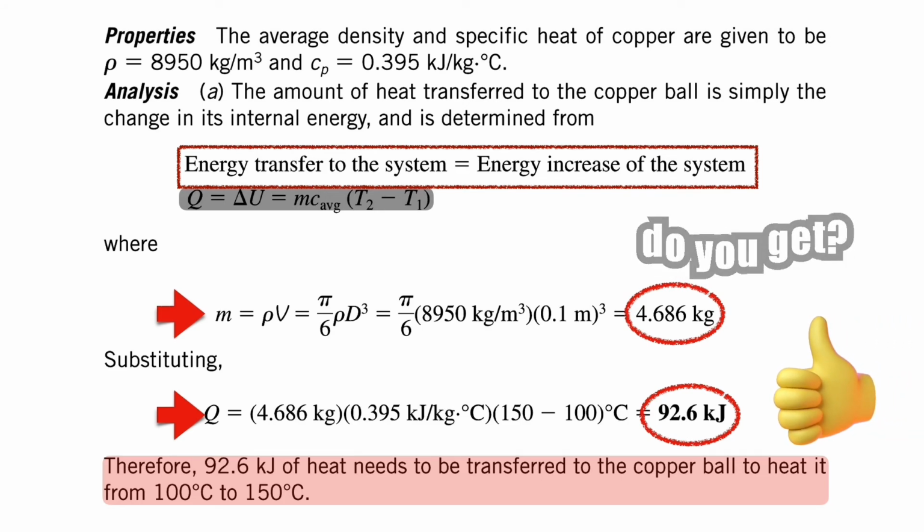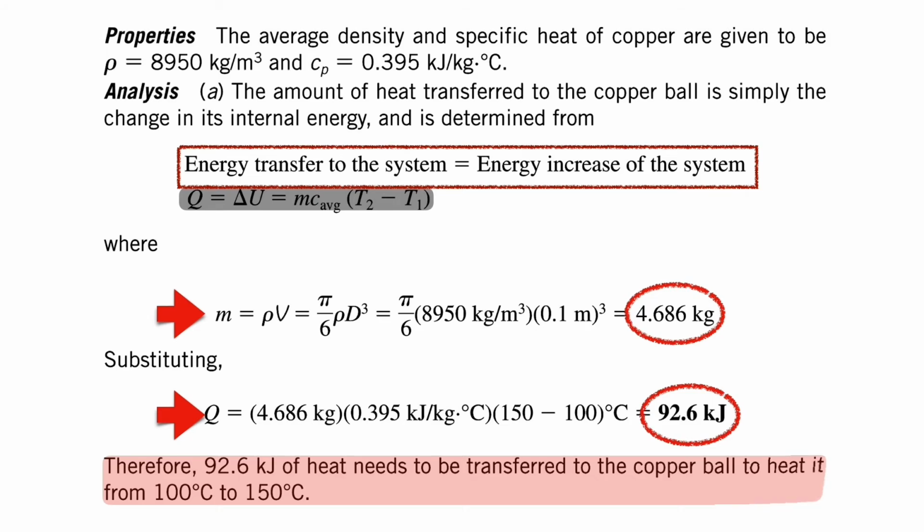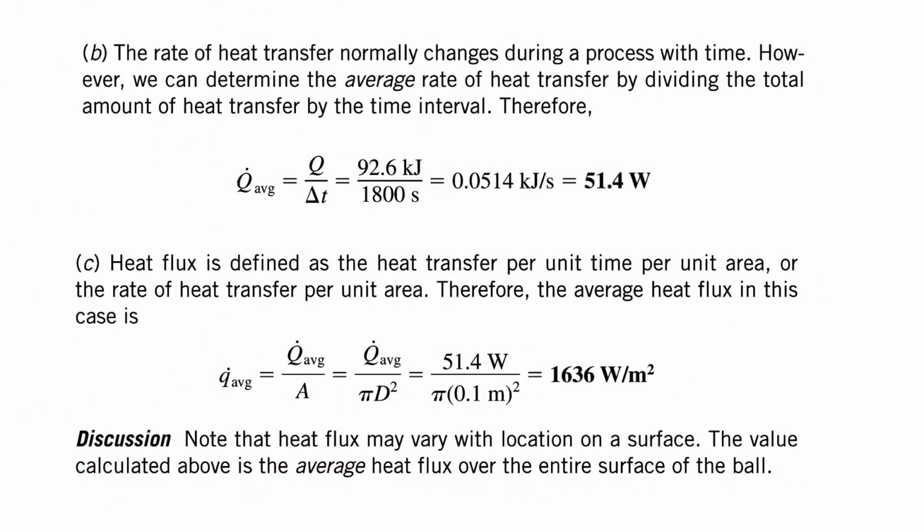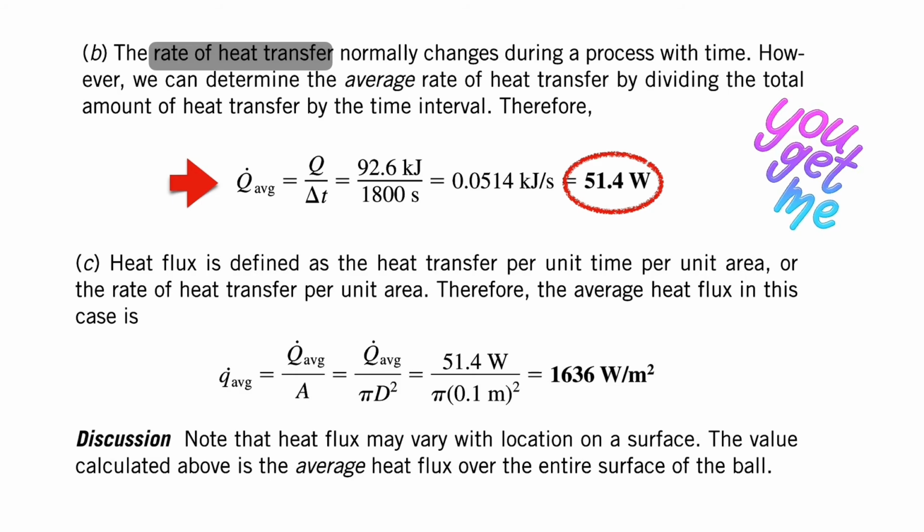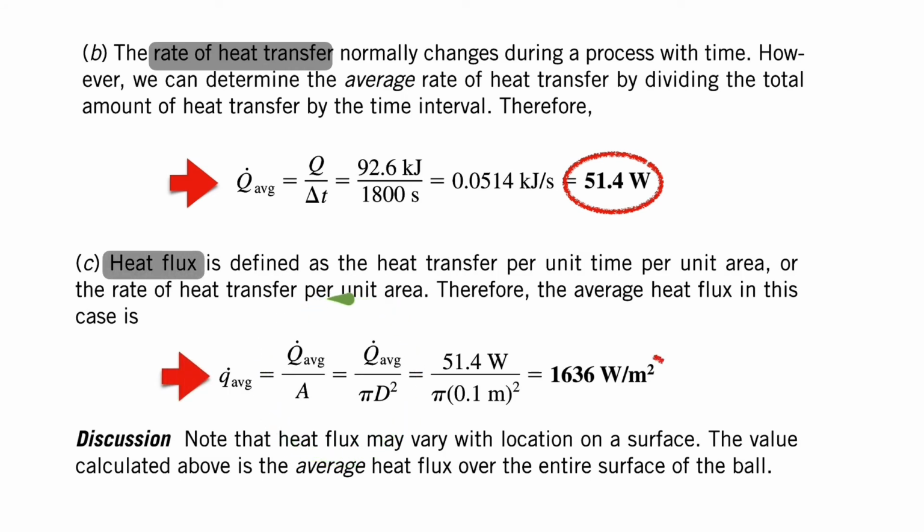The heat transfer rate typically changes during a process with time. However, the average heat transfer rate can be determined by dividing the total amount of heat transfer by the time interval. It can be explained as follows. Heat flux can be determined by dividing the heat transfer rate by the surface area normal to the heat direction. Therefore, the average heat flux in this case is as demonstrated.